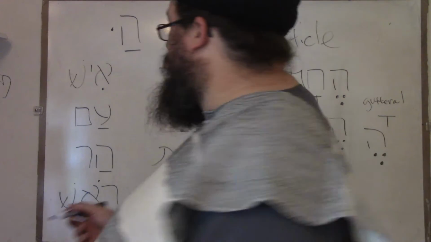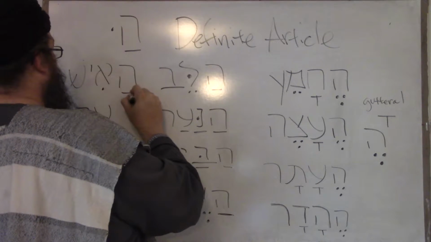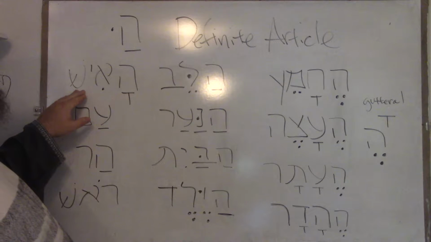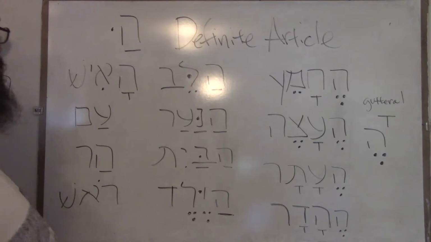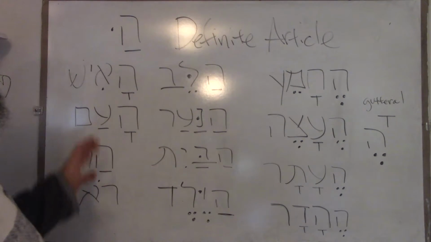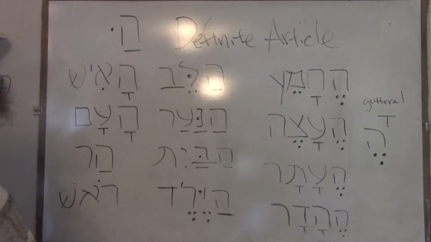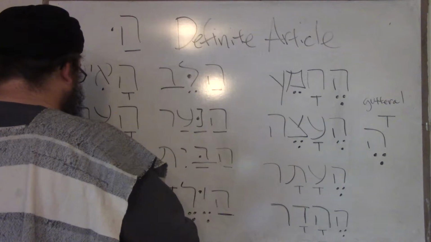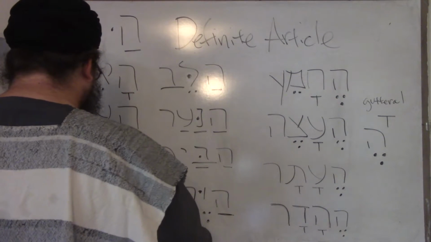So in this case, we're going to change the vowelization, and this is going to be a kamatz instead. So now we're going to say ha'ish, and we just understand that instead of a patach, we use the kamatz. The same thing will go here. We'll say ha'am. Now the only differentiation is that this vowel just changes in its look, but its sound is still the same. So ha'am, the people. And the same thing here: hahar, the mountain. And then lastly, ha-rosh, the head.